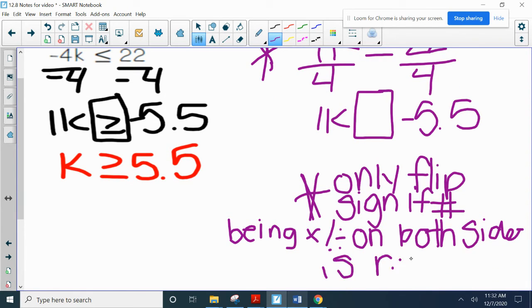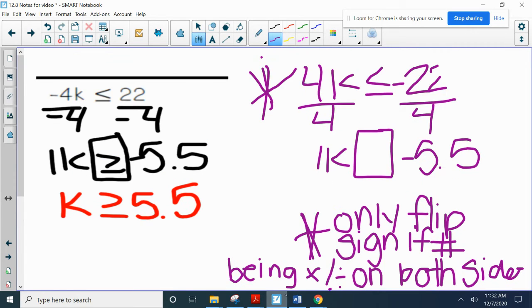is negative. So what that means is this 4 here being divided on both sides is negative. That flips the sign. This 4 here being divided both sides is positive. It did not matter that that 22 was negative. That sign is going to stay the same.